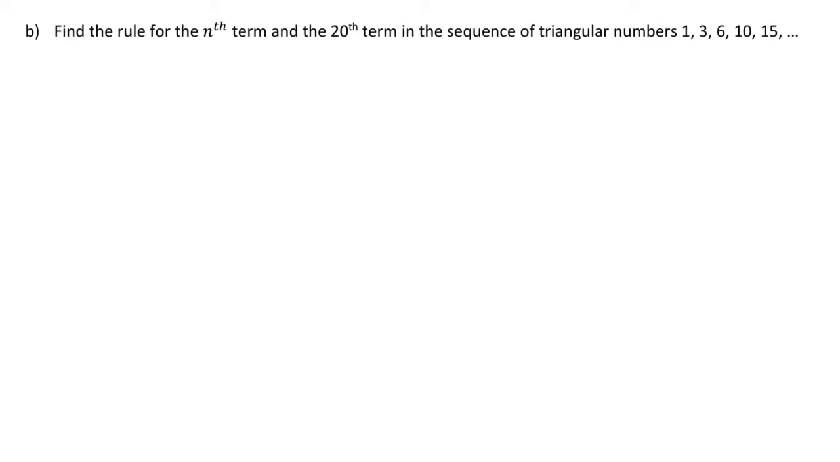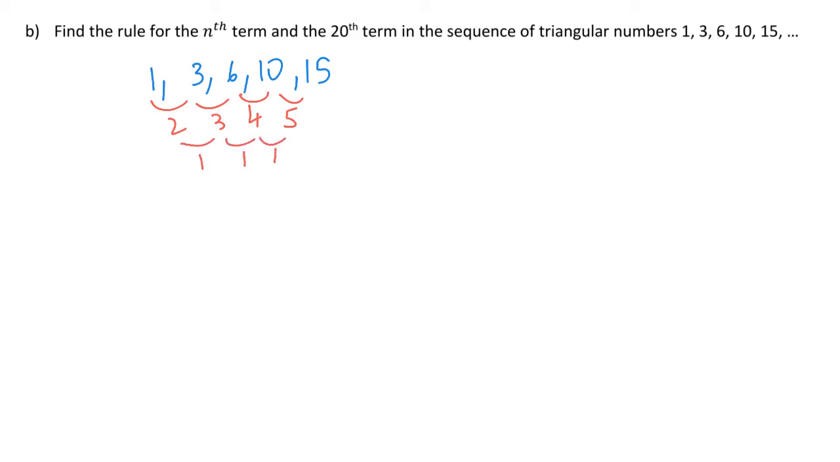Find a rule for the triangular numbers. So we'll write these out first of all. So we've got 1, 3, 6, 10 and 15. So let's look at the differences. Between 1 and 3 is 2, 3 and 6 is 3, 6 and 10 is 4, 10 and 15 is 5. So the first difference isn't the same. We're going to have to look at the second. So that's 1, 1 and 1.